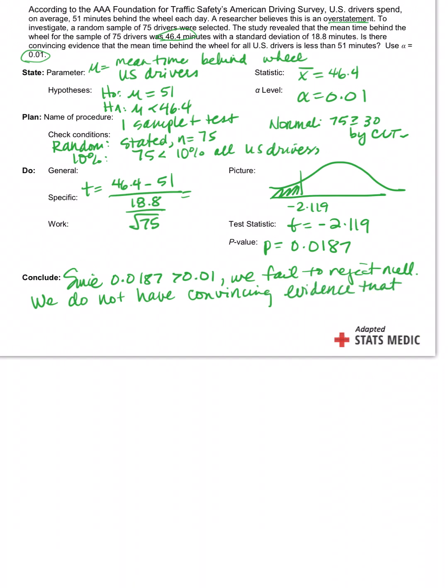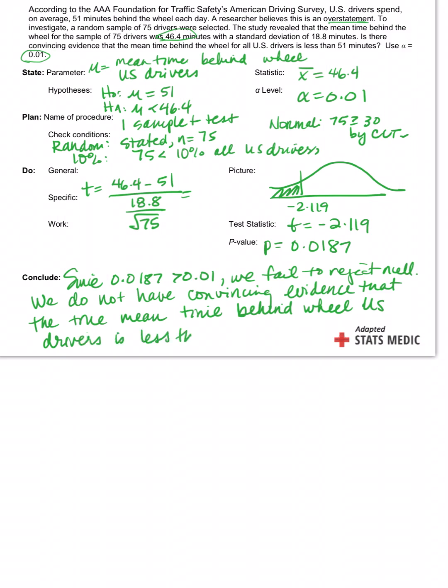that, and notice this, I'm going to restate the alternative still. The true mean, what is it, time behind the wheel of U.S. drivers is less than, oh, I messed up, didn't I? 51 minutes. Did y'all catch that? I put 50. I didn't use the same numbers in my null and alternative up here. Have to use the same numbers. Sorry about that.